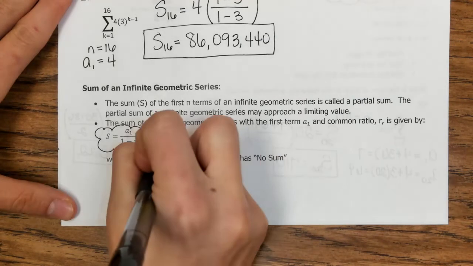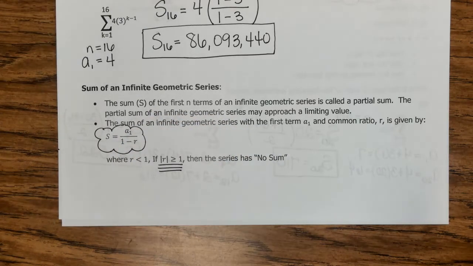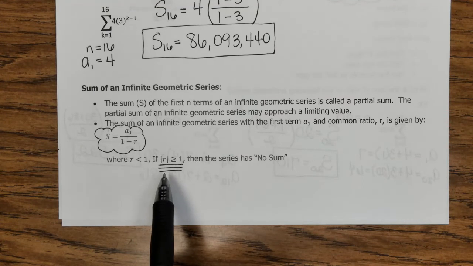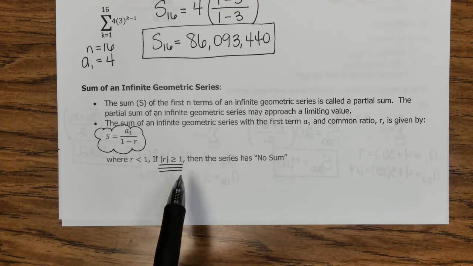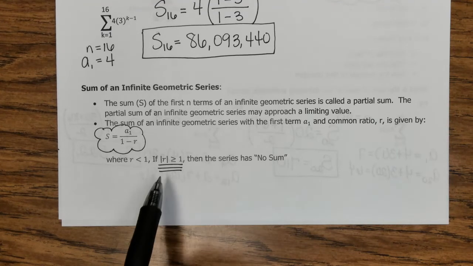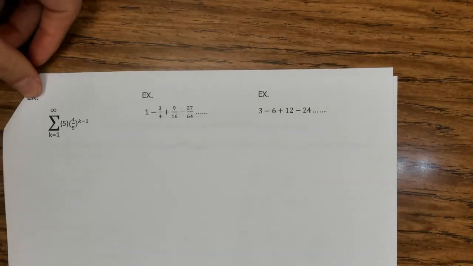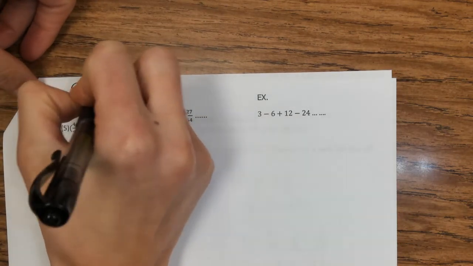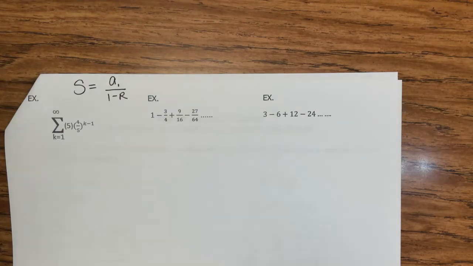Now you've got a restriction on your r, your ratio. If the absolute value of your ratio is greater than 1, you have no sum. Okay, that's a rule you're going to have to memorize. Some things in math you just have to memorize. Okay, so that's going to be one of your rules. So I'm going to put that formula, your sum is a1 over 1 minus r.